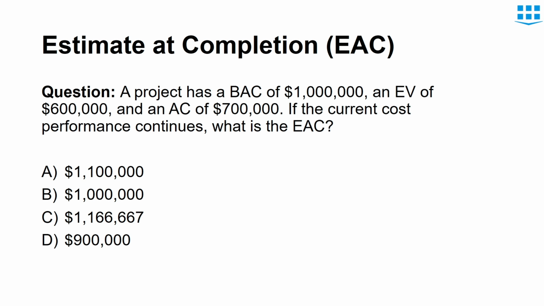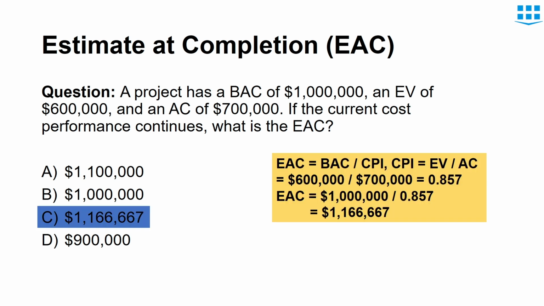Here you can see that earned value is $600,000, which is less than the actual cost. In this case, our CPI would be less than 1. This shows that our project is going over budget. So you can see that we first computed CPI using the data given in the question, and then with CPI and BAC we calculated EAC, which is greater than the allocated budget. This is because the project is incurring additional cost than planned.